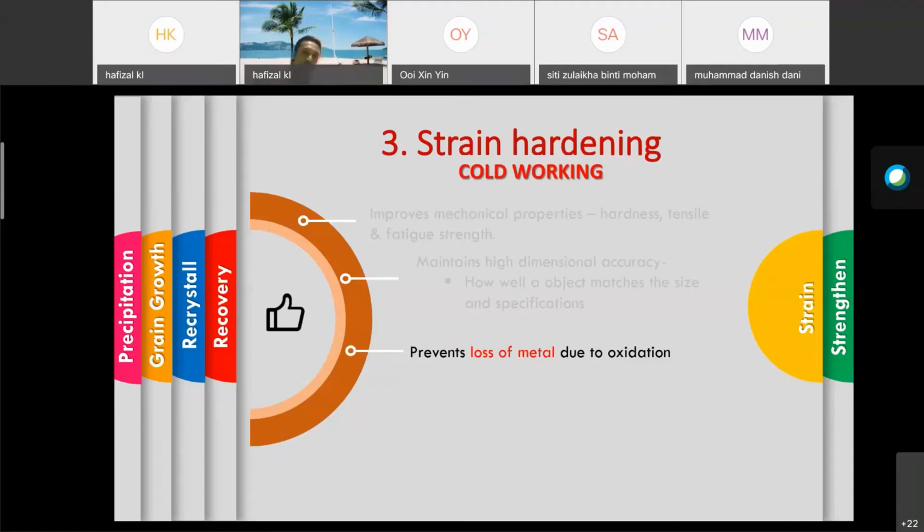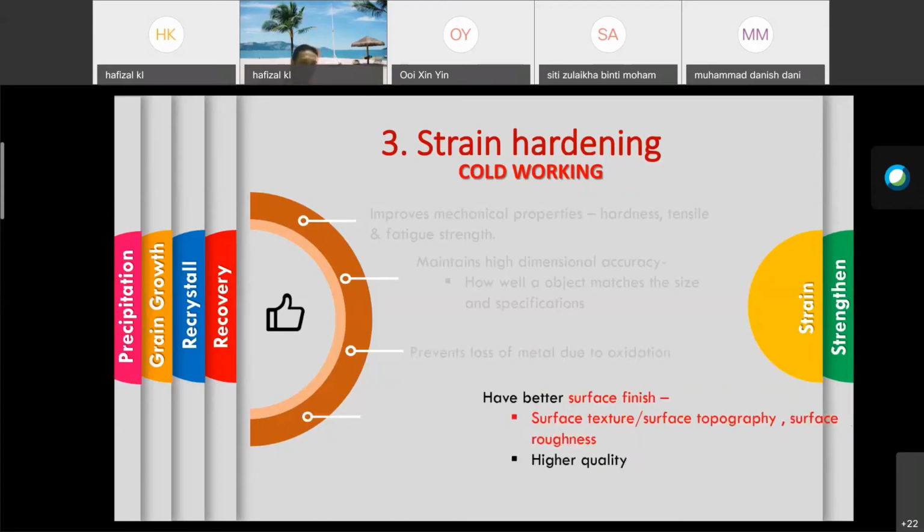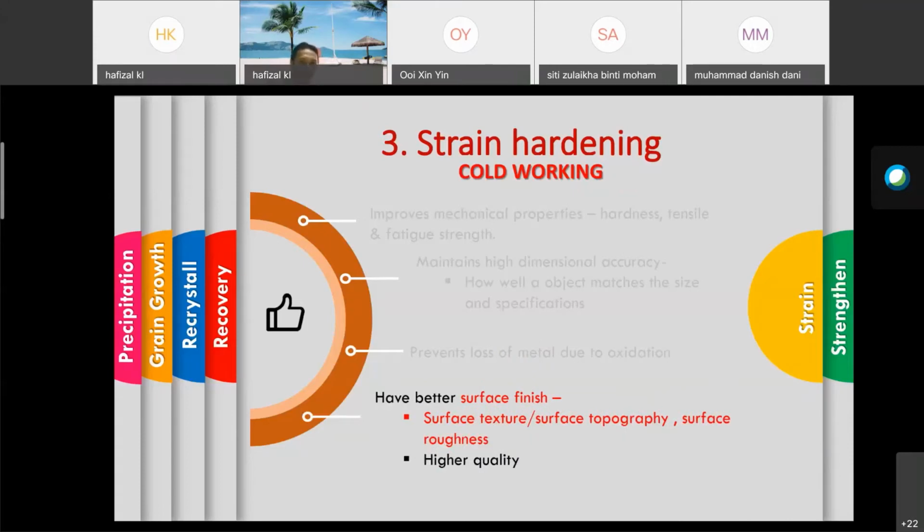If compared to hot working, hot working will produce more oxidation because of the higher temperature. When it's at high temperature, it easily has a chemical reaction with oxygen, and it will produce an oxidation layer on top of the material. Okay, so cold working also gives a better surface finish.